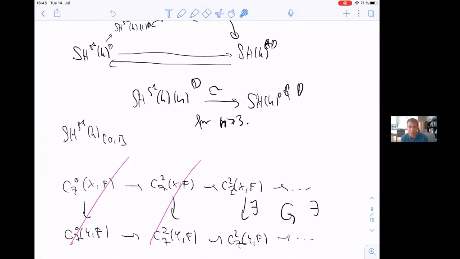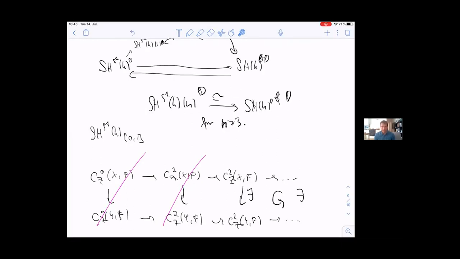John also asked, are there negative stable homotopy sheaves? And the answer is no. Okay, thank you.